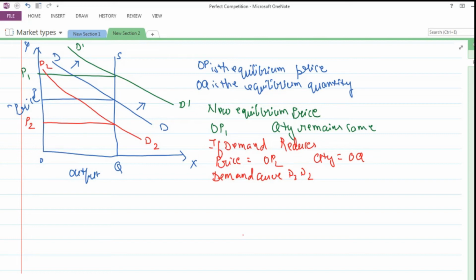In the same manner, if demand increases beyond that level, the firm cannot supply any additional quantity of goods. तो उसके पास जितना इन्वेंट्री में पड़ा हुआ है उतना ही वो सप्लाई कर सकता है, उससे ज़्यादा वो सप्लाई नहीं कर सकता है.